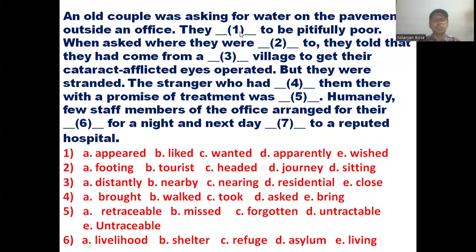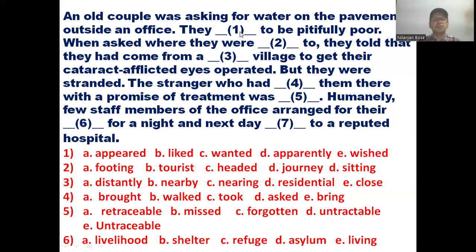So you have to select in between B and C. Now the problem is that nearby is not a preposition and nearing is a gerund form, right? So यहाँ nearing नहीं होगा, it should be nearby village, जो नजदीक, close to a village. They had come from a nearby village to get their cataract afflicted eyes operated. So correct answer will be 3B, 100%.